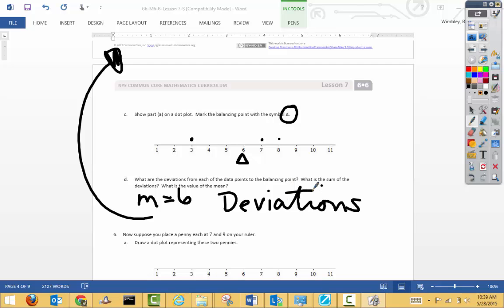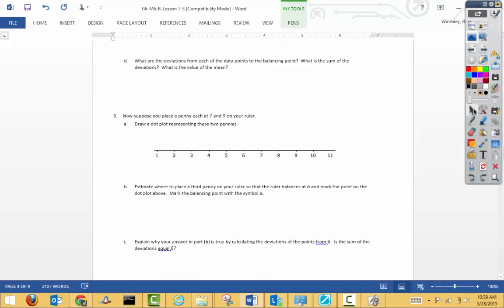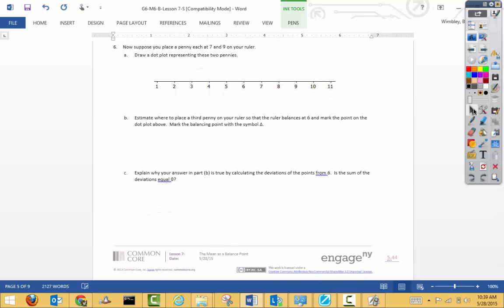Okay, now let's go on to number 6. Now suppose you place a penny at 7 and 9 on your ruler. Draw a dot plot, so 7 and 9. Estimate where to place a third penny on your ruler so that it balances at 6. So this one you're going to have to think. If I put a penny here, is it going to balance? No, it's going to tip this way. So I have to put it on the opposite side. What if I put it here? Will it balance? What about here? Will it balance?